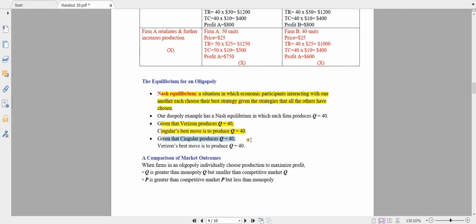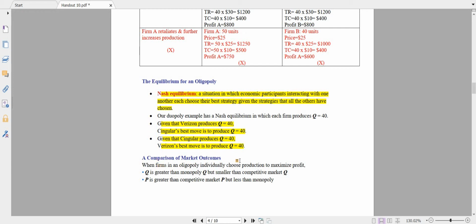Similarly, if Singular is producing 40, the best strategy for Verizon is to produce 40. We have seen through this example that there's no incentive for both the parties to proceed further and increase production beyond 40 units. So at 40, the game ends. Both the parties will have no incentive to deviate from this equilibrium.